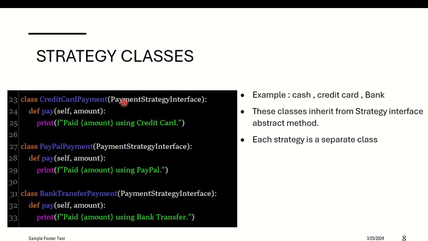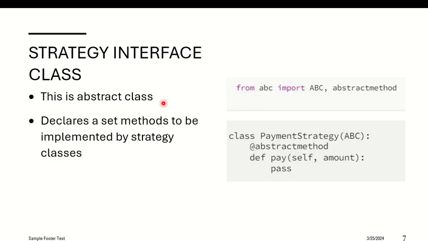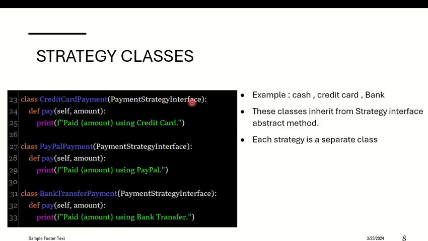All of them inherit from the interface class, your abstract class, and they all must implement the pay method, or else you would not be able to instantiate and you receive an error. These are your strategy classes.